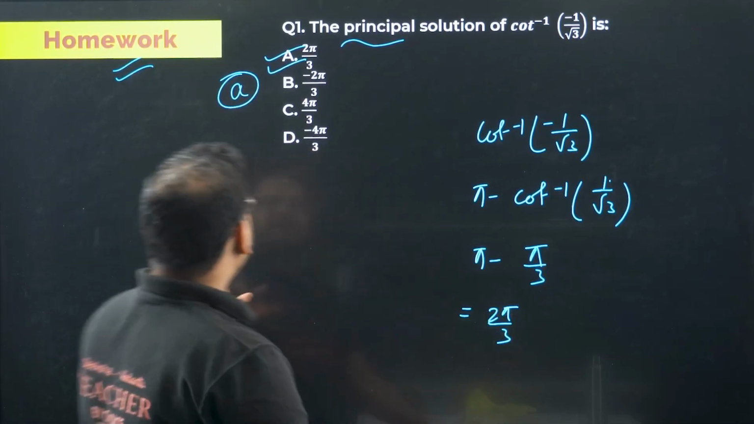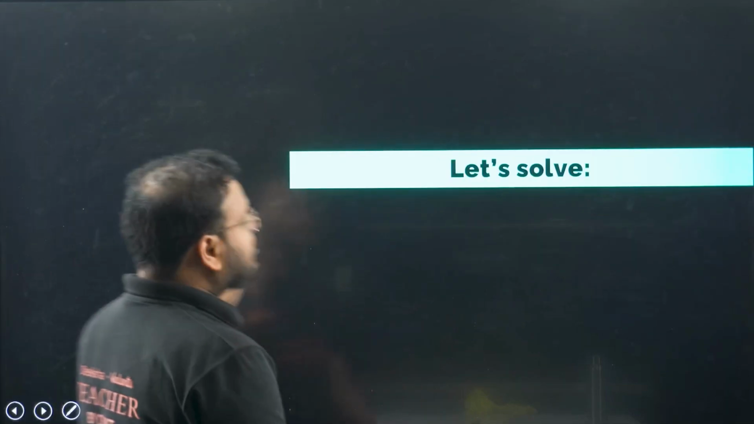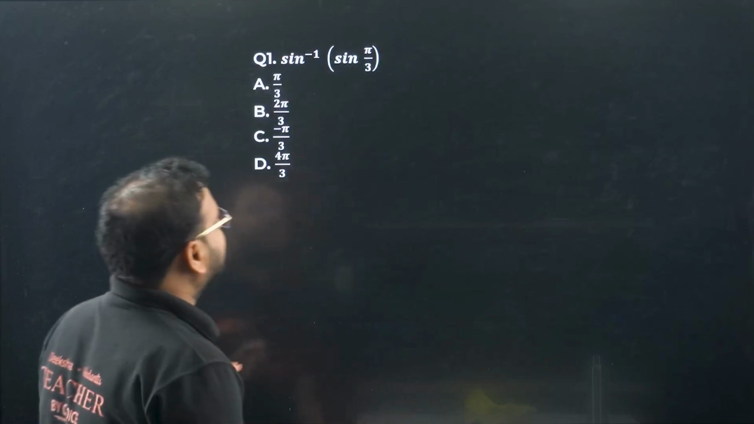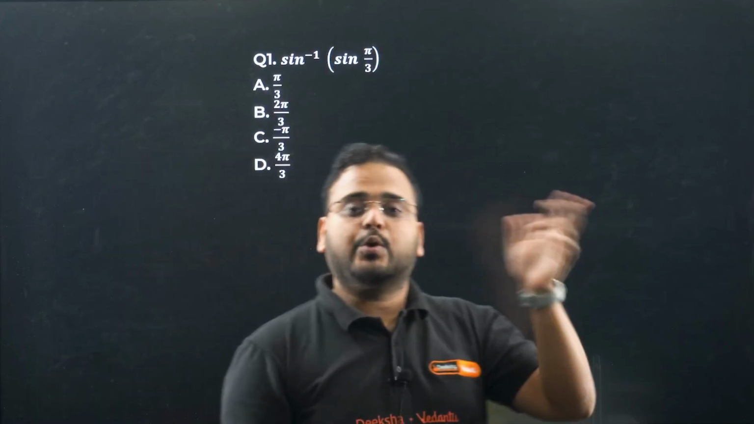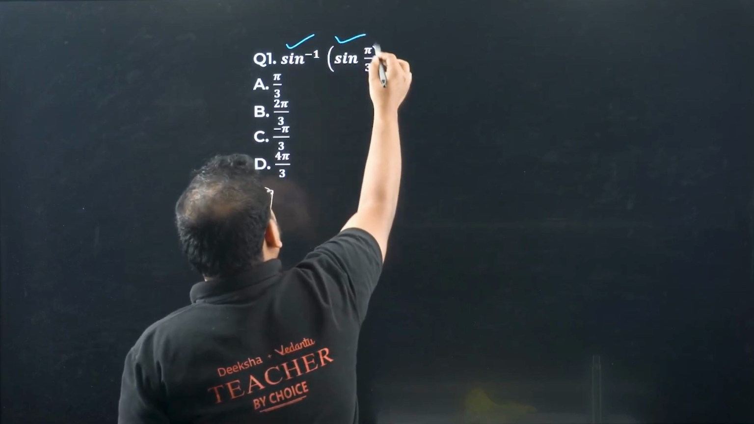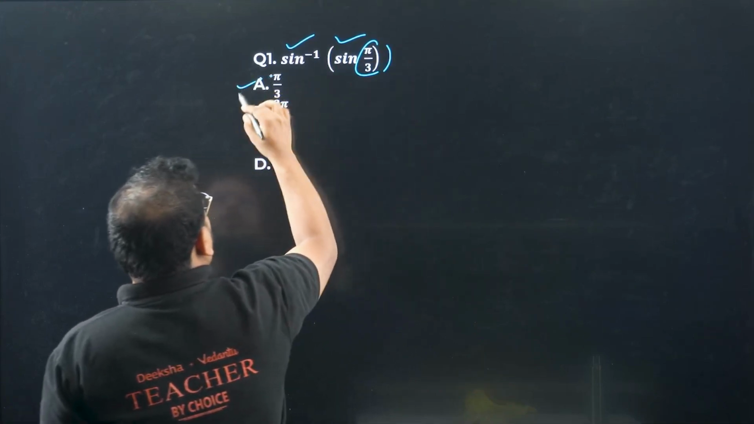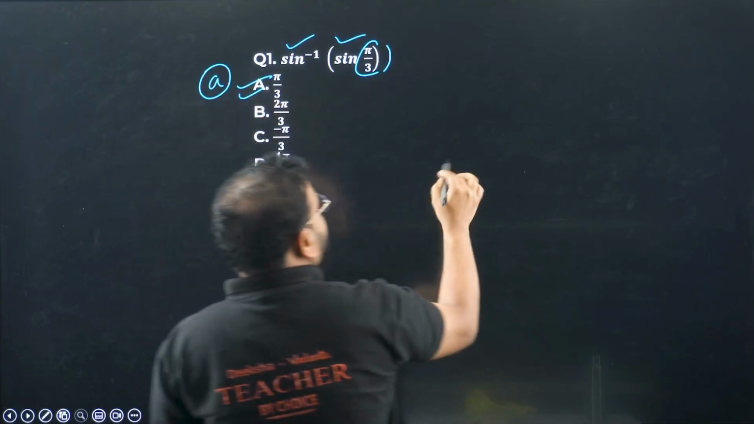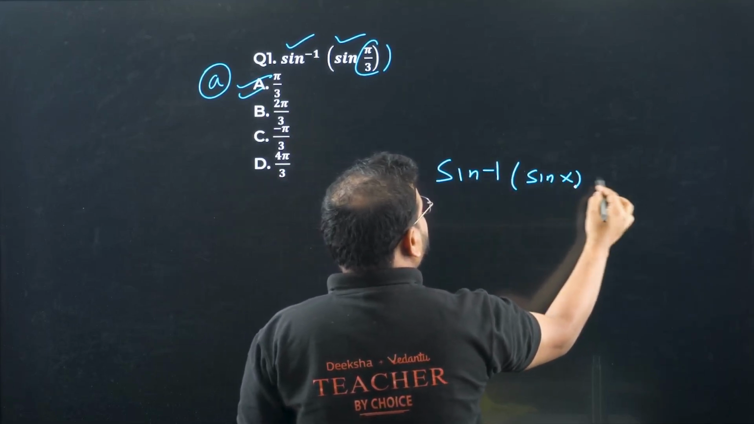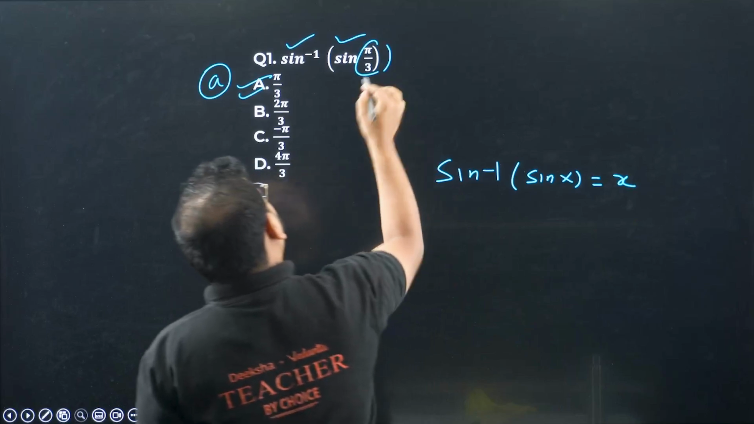Now this was question number 1 from the homework of the previous session. Today's practice session will again have questions starting from question number 1 to question number 10. Let's solve all of this. First one, sine inverse of sine. What is the answer, sir? The angle itself. Answer is option A. Remember this property: sine inverse of sine x is nothing but x. What is the value of x over here? Pi by 3.